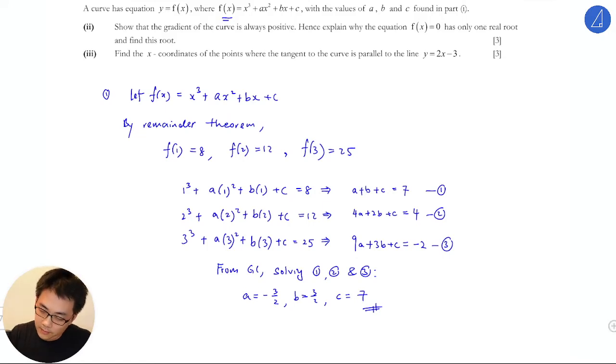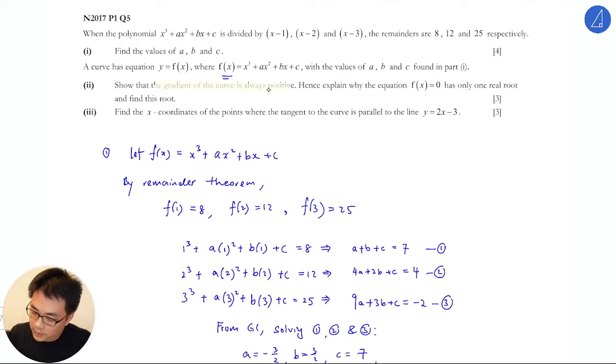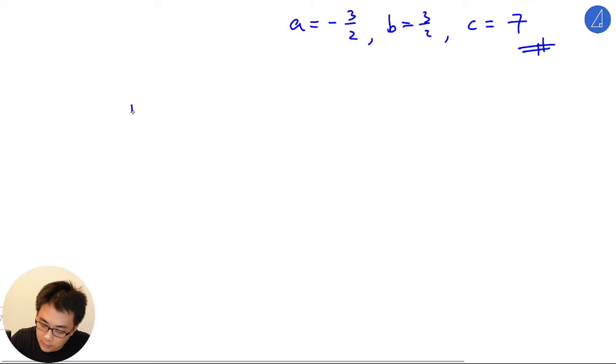Show that the gradient of the curve is always positive, hence explain why f(x) = 0 has only one real root, and find this root. Okay, this is pretty okay. So part 2.